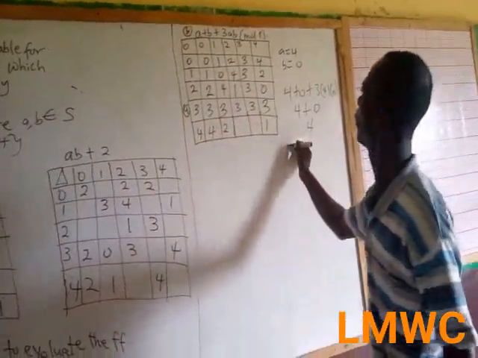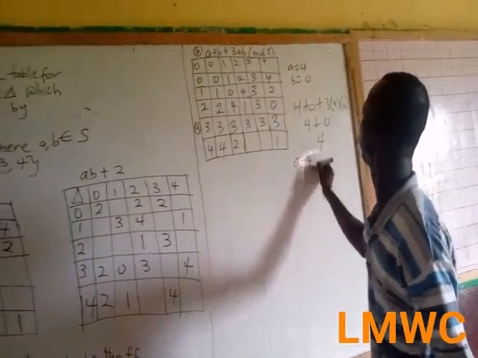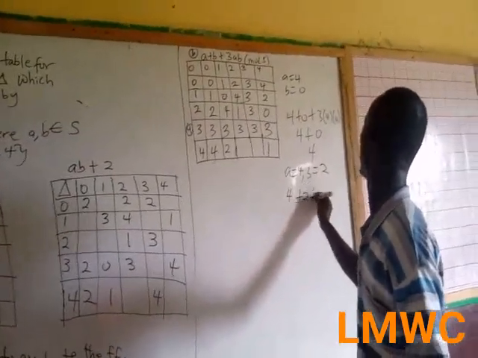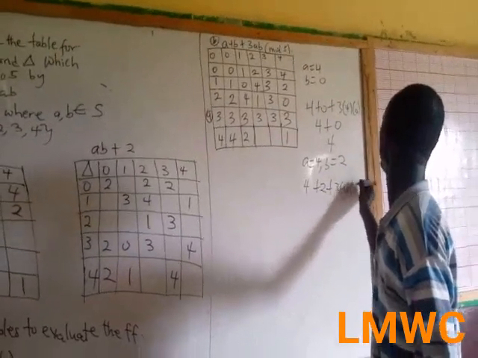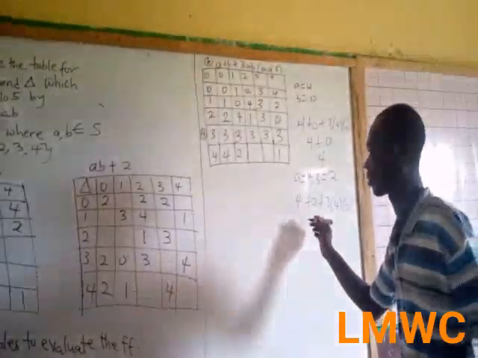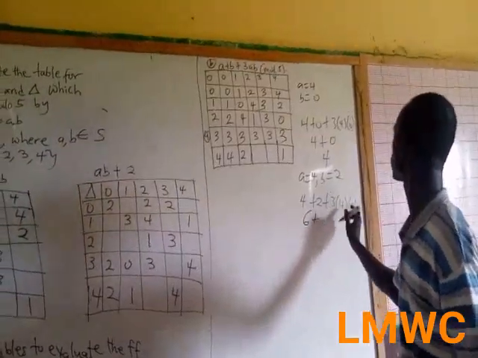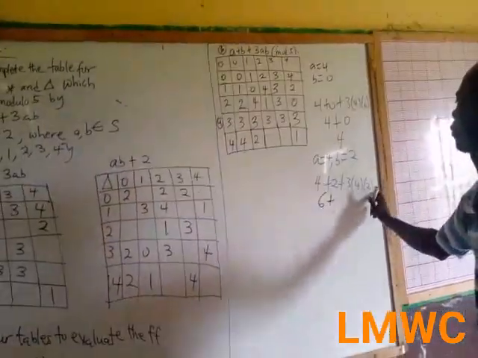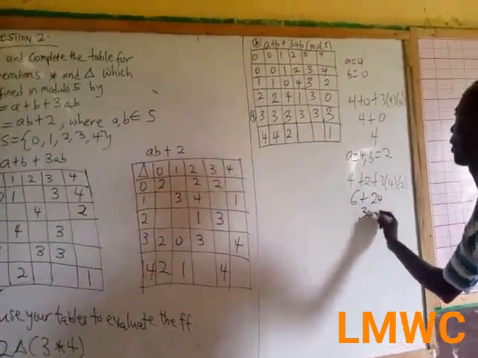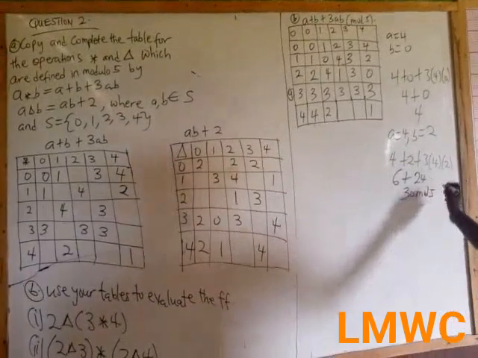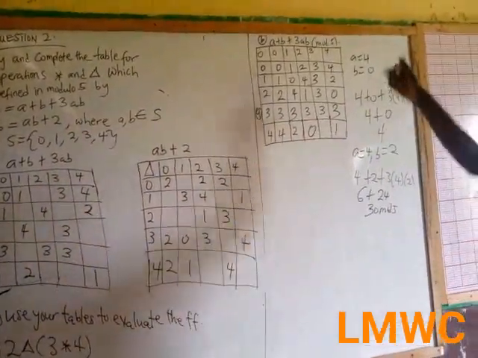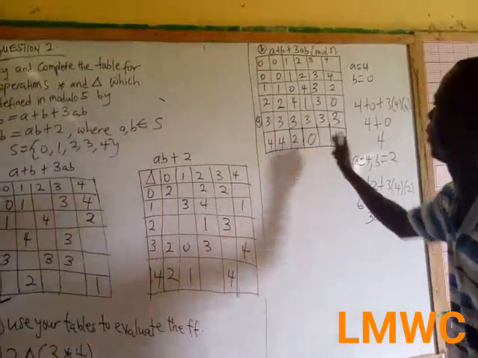Let's take this one. When A is equal to what? 4. B is equal to 2. So 4 plus 2 plus 3 times 4, 2. So 4 plus 2 is 6, plus 3 times 4, we have 12. 12 times 2, 24. 24 plus 6 is 30. So 30 mod 5, remainder 0.